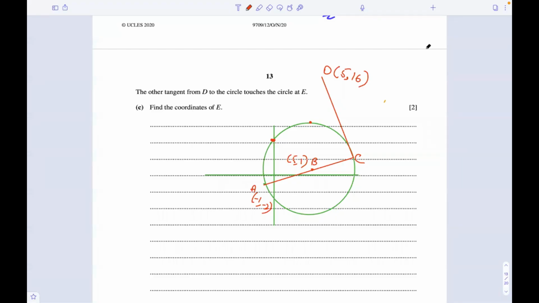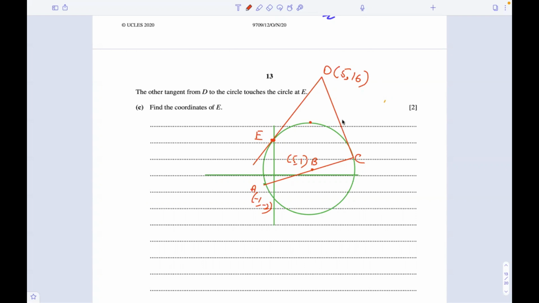Now in this part we have another tangent from D that touches the circle at E. We have to find the coordinates of E. It is always easier to understand these questions if you are able to draw a rough diagram. So in this question we have B, which is the center, A has coordinates -1, -2, AC is the diameter, and D has coordinates 5, 16. The other tangent from D is touching the circle at E. So if we draw a line from D, the point E would be roughly over here.